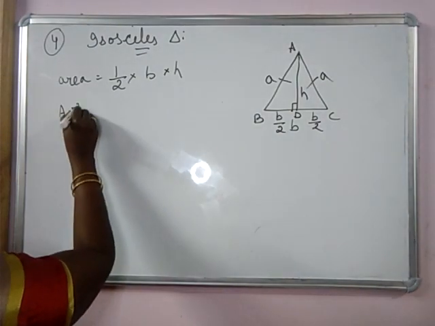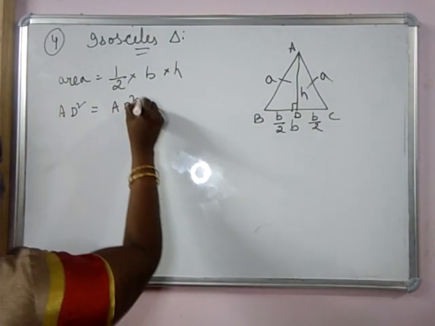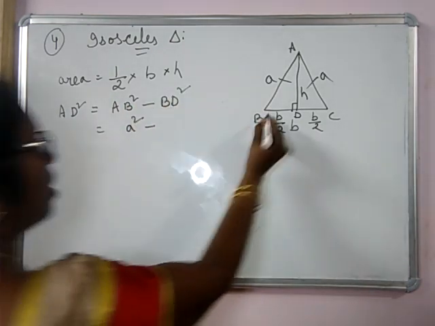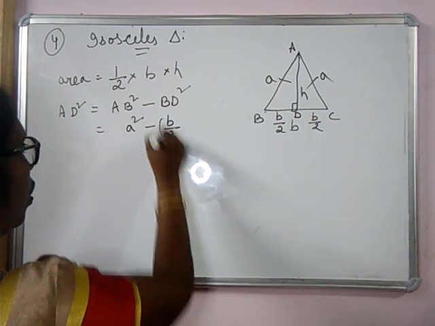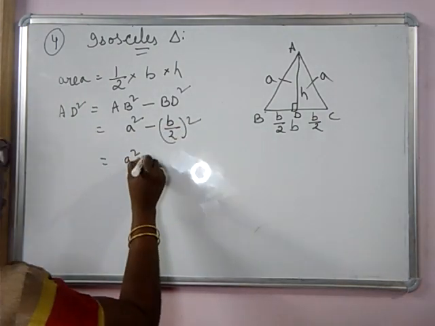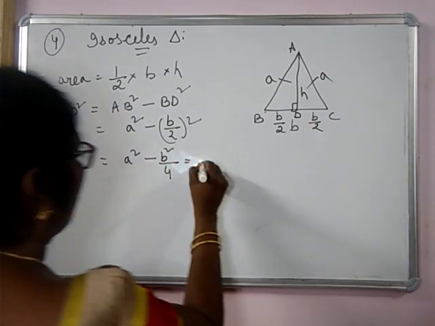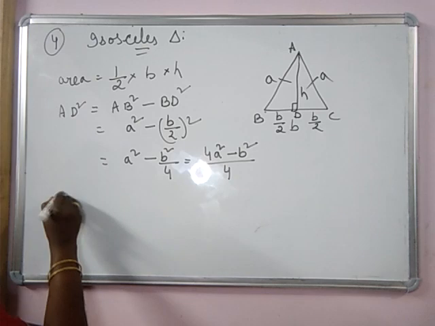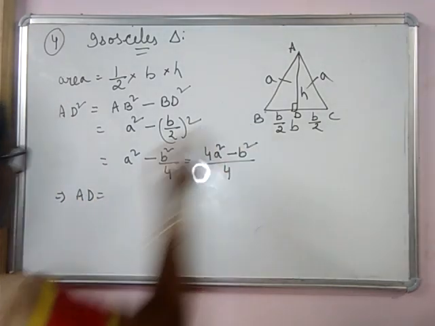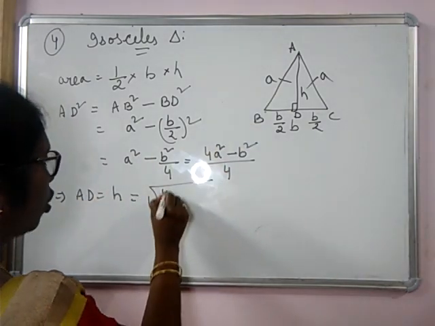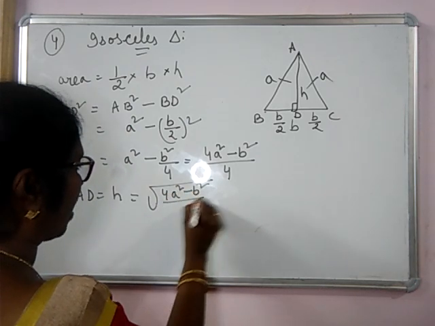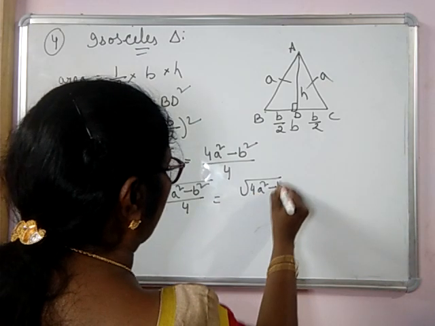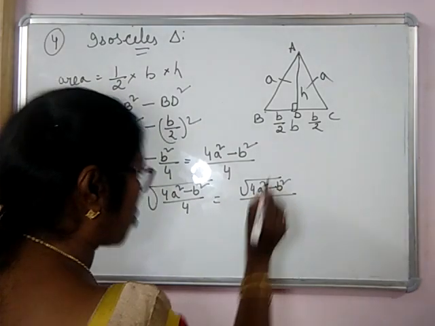AD square is equal to AB square minus BD square. That is Pythagoras theorem. AB square is a square. BD is b by 2 whole square. That means a square minus b square by 4. If you take 4 common, you will get 4a square minus b square by 4. That implies AD, which we have taken as h, equals square root of 4a square minus b square by 4. Square root of this we cannot find directly: square root of 4a square minus b square, and square root of 4 is 2.